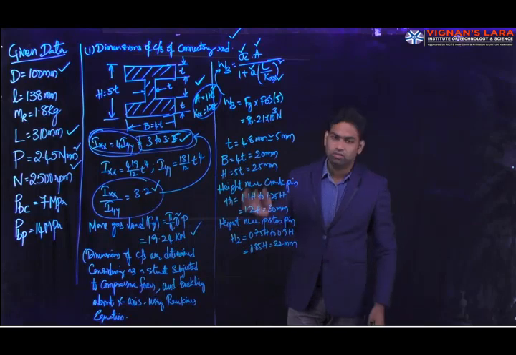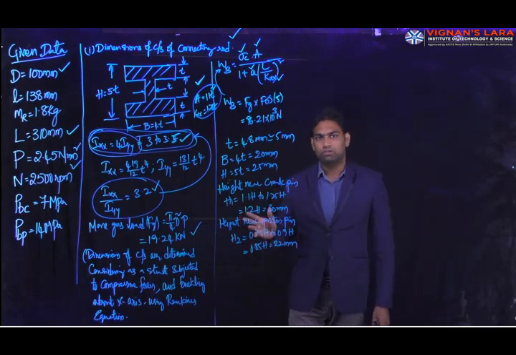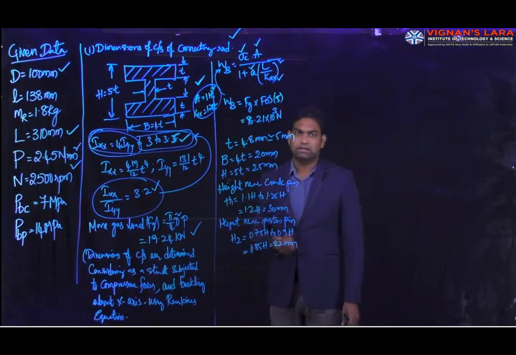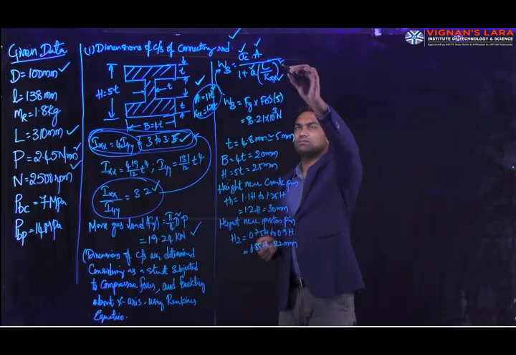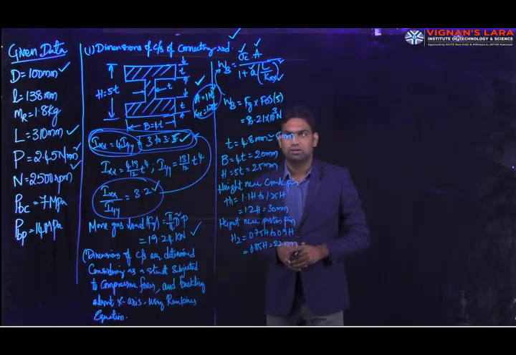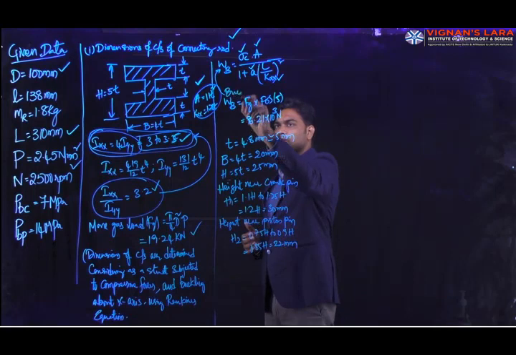After that you can use Rankine's equation, considering it as a strut subject to compressive load, so that the buckling effect may be caused about the x-axis. Rankine's equation for WB is given by sigma c into A by 1 plus small a into L by kxx whole square. Using that, you can calculate the buckling load.